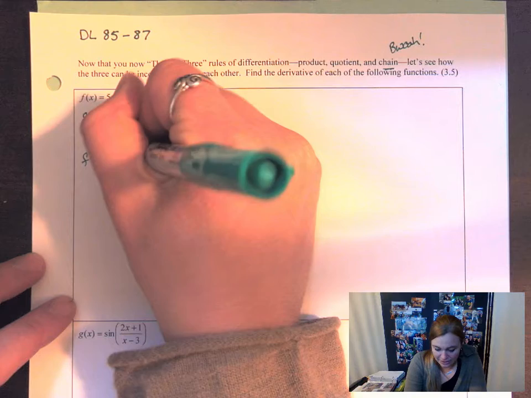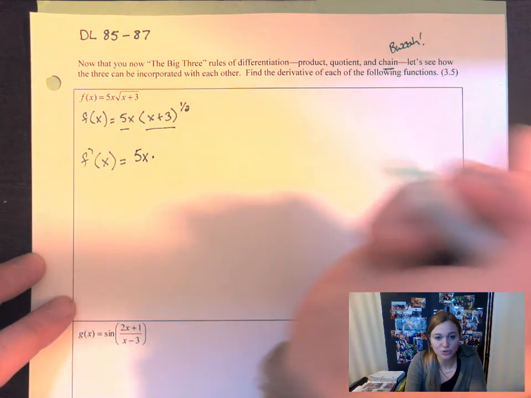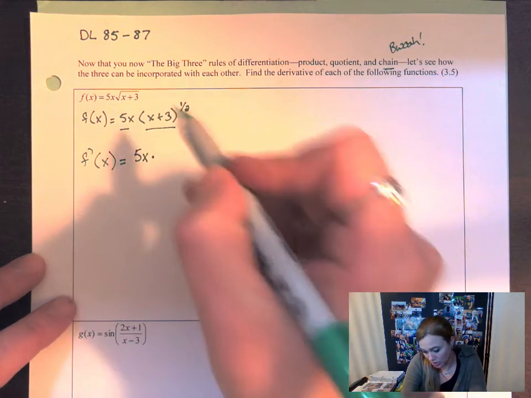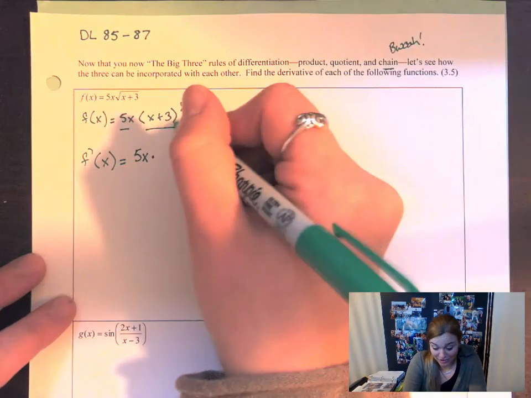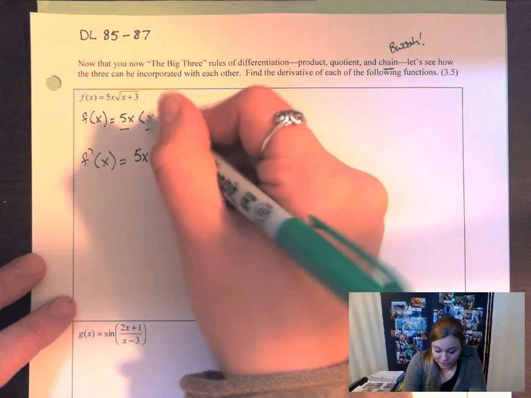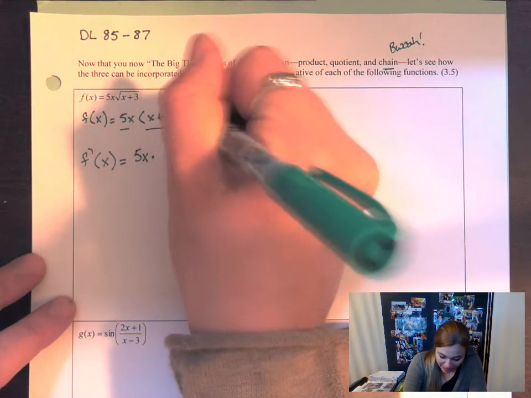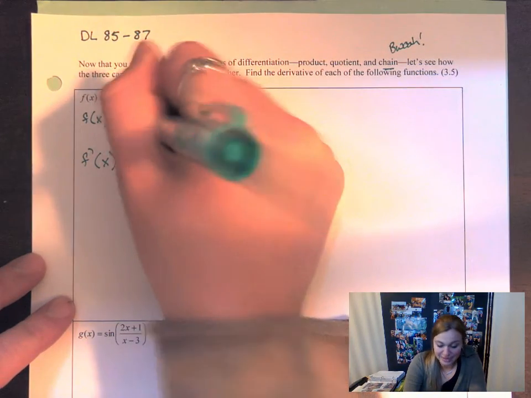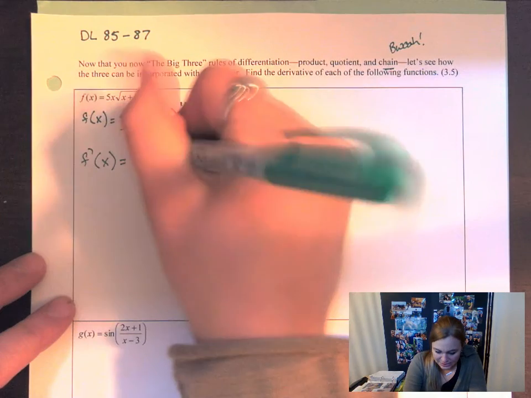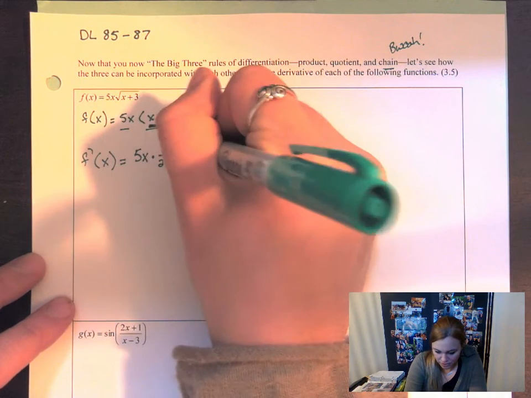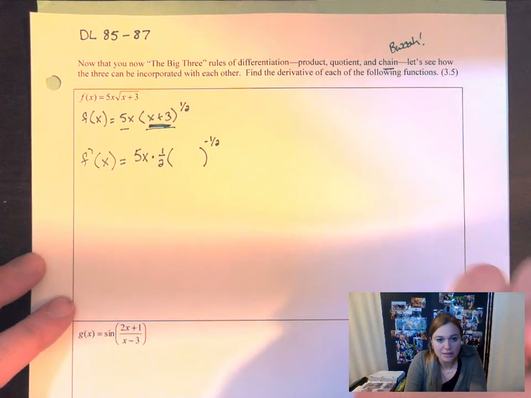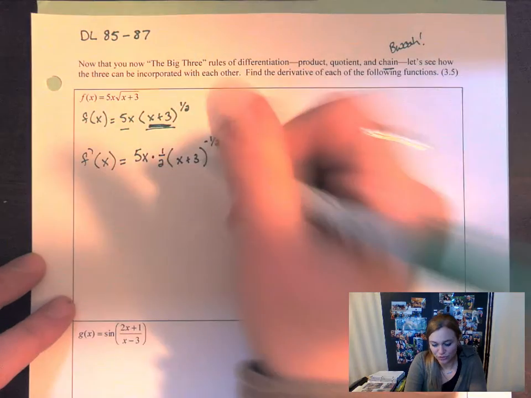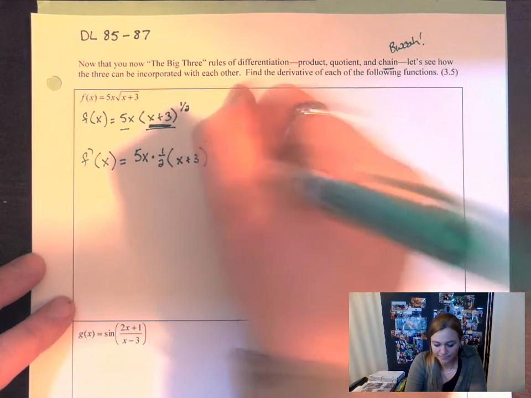So the product rule is the first times the derivative of the second. So the derivative of the second would be this here. 1/2 is my outside function, that's my exponent. My x plus 3 is on the inside, that's my inside function. Take the derivative of the outside, leave the inside alone, times the derivative of the inside. The derivative of x plus 3 is just 1.